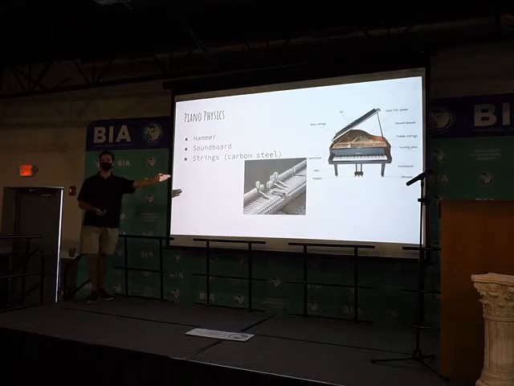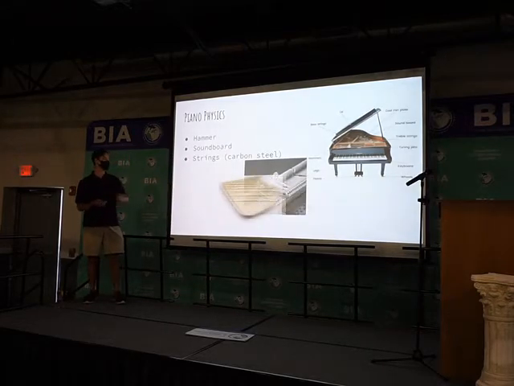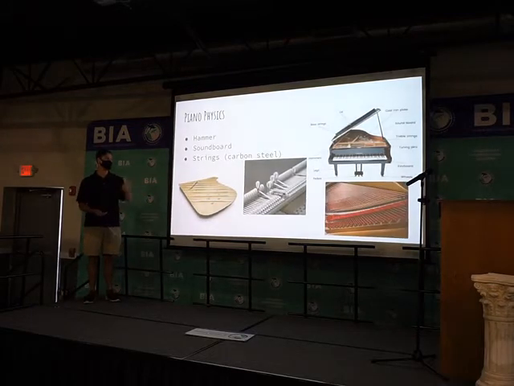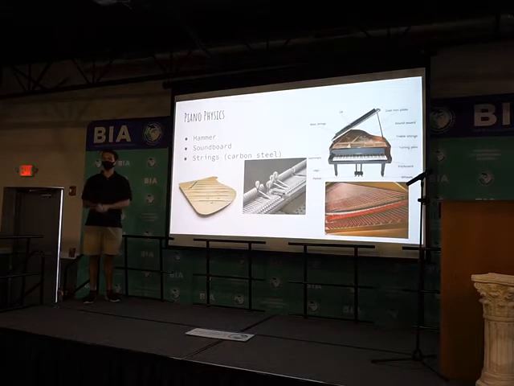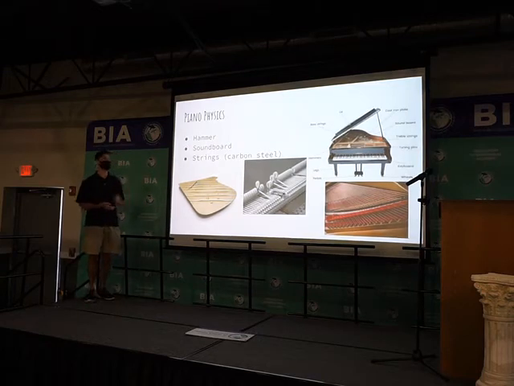So this is an example of what a hammer would look like in a piano. This is what the soundboard would look like. And these are the strings. So you can actually just play a piano with pretty much these three things. All of the rest are just to help with the sound and to help with the noise and the volume of the instrument itself. But these are the three main parts.